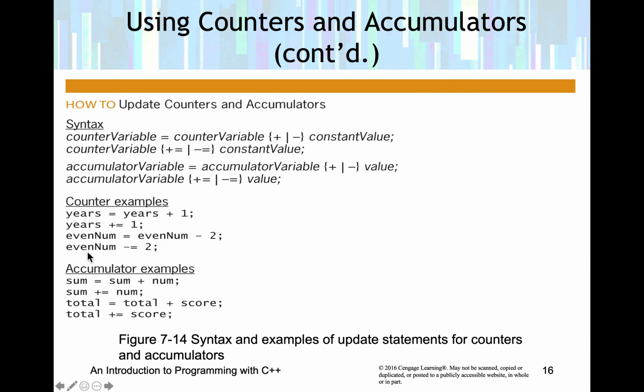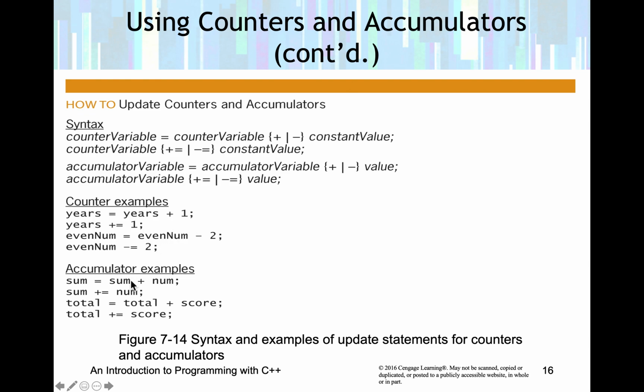So here's some examples of some counters. So we have years here. We're counting the number of years, increasing by 1. Even number, decreasing by 2. So our counters can increase. They can increase by 1, they can increase by 2, by 3, however you want to increase by. And here we can also decrease our counters. So counters can go up and down by a constant, literal constant value.